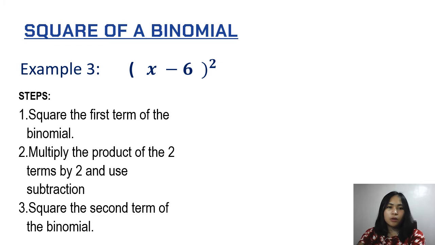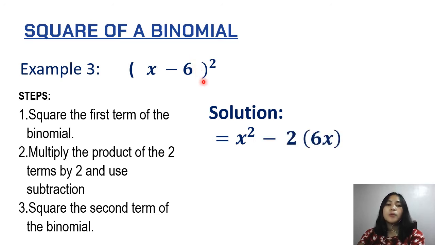As you can observe, we have x minus 6 squared. So, what's the difference of our previous given is we have the addition as our operation, but this time we have subtraction. So, the same lang din siya. We will follow these 3 steps, but remember the sign. So, if we have the solution, x squared, so we have to square the first term. Now, we will find the product of these two terms. So 6 times x, we have 6x multiplied by 2. So, bakit siya negative or bakit siya subtraction? Because our operation is subtraction.